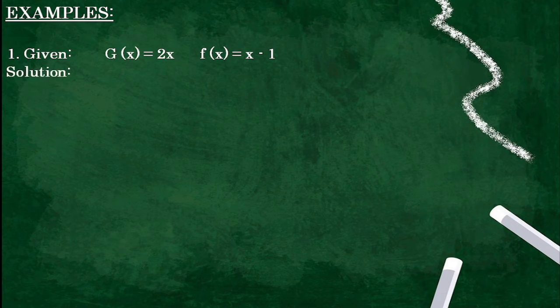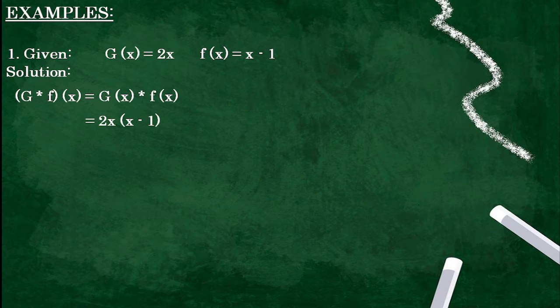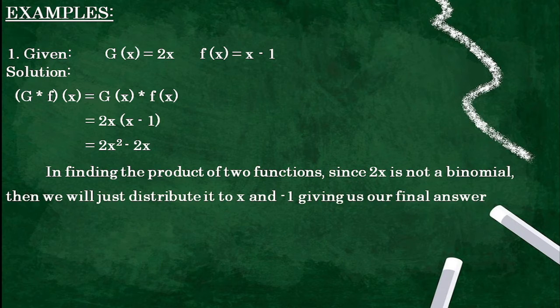Here are the examples of the product of two functions. Given number 1, g of x equals 2x and f of x equals x minus 1. In finding the product of two functions, since 2x is not a binomial, then we will just distribute it to x and 1, giving us our final answer, which is 2x squared minus 2x.